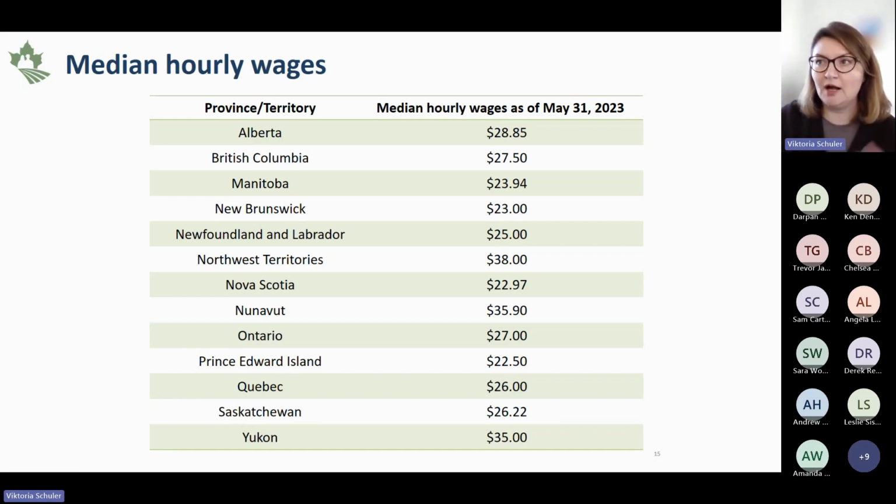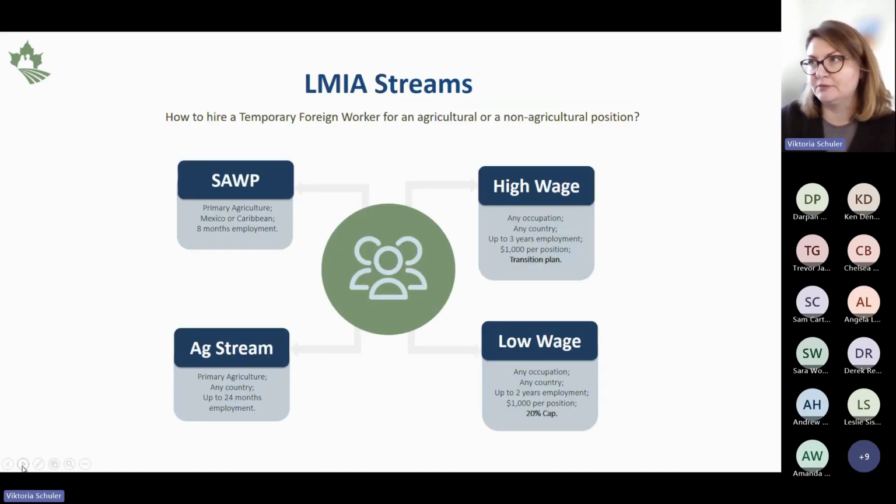If it's not primary agriculture, we need to look at the median hourly wage. The median hourly wage is being updated every year. Like the last update was in May, so we expect the next update in spring next year. And if you're hiring below the median wage, then you're hiring for so-called low wage stream. If it's above, it's so-called high wage stream. So these are the wages in the province. And the wages are just statistically pulled from Job Bank.